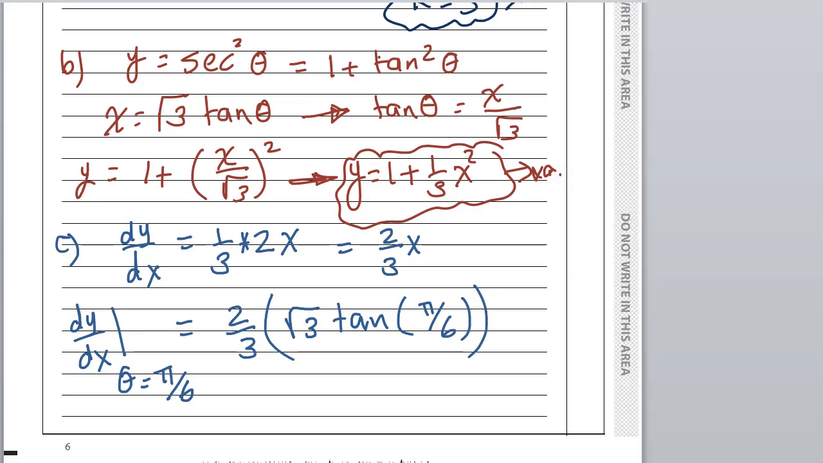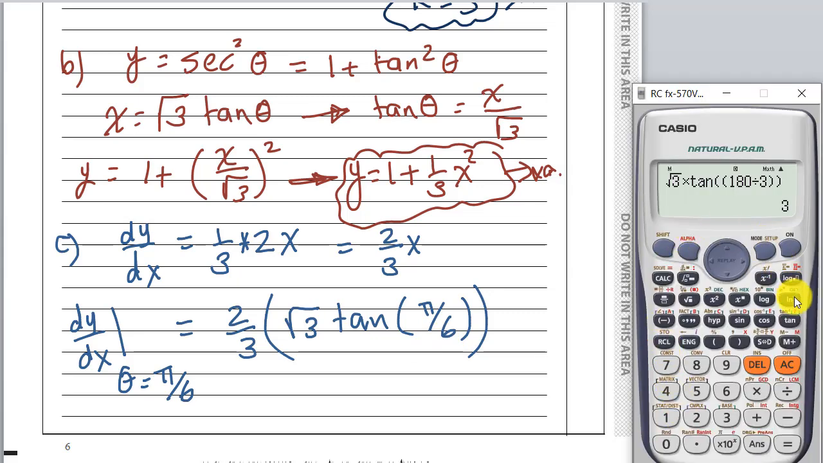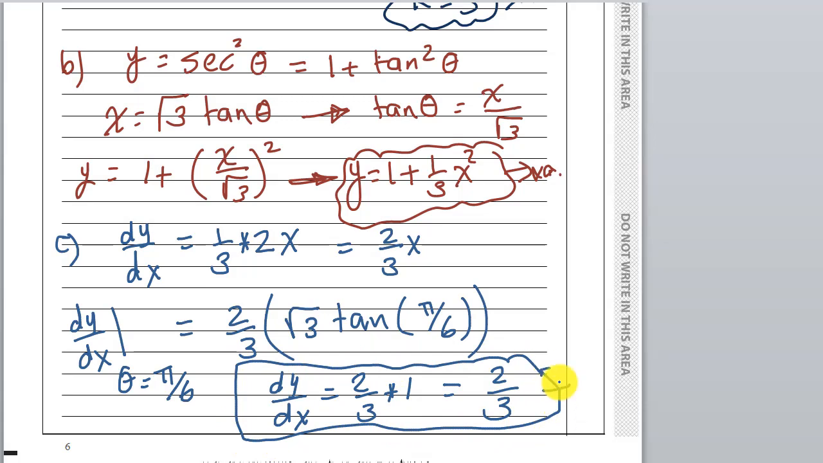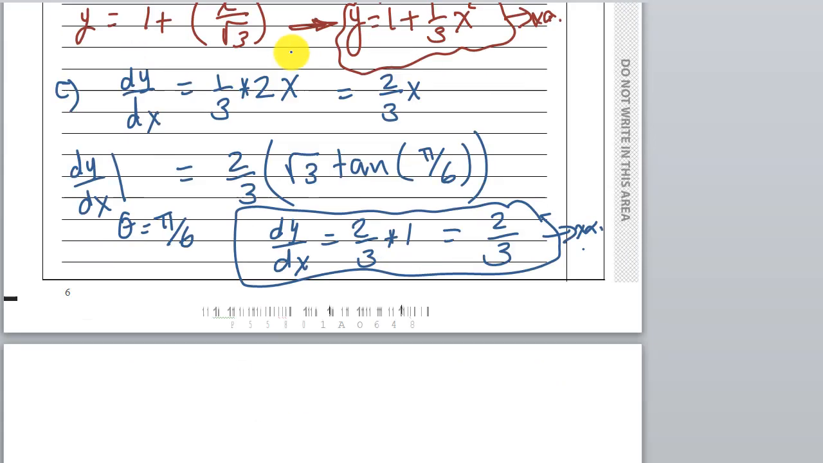Let us go ahead. So tan 180 divided by 6 equal to 1. So dy by dx equal to 2 over 3 multiplied by 1. So it's 2 over 3. And this is the gradient of this line. Okay? Let us go ahead to another question.